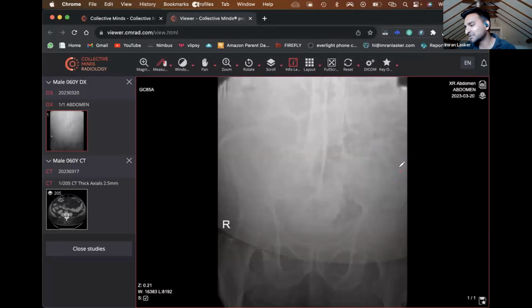Okay, so then what you want to do is see if there's any air on this side. And if there's lots of air on this side, you'll see the interface between air, bowel wall, and then air within the bowel wall, and that would be consistent with a pneumoperitoneum, right?